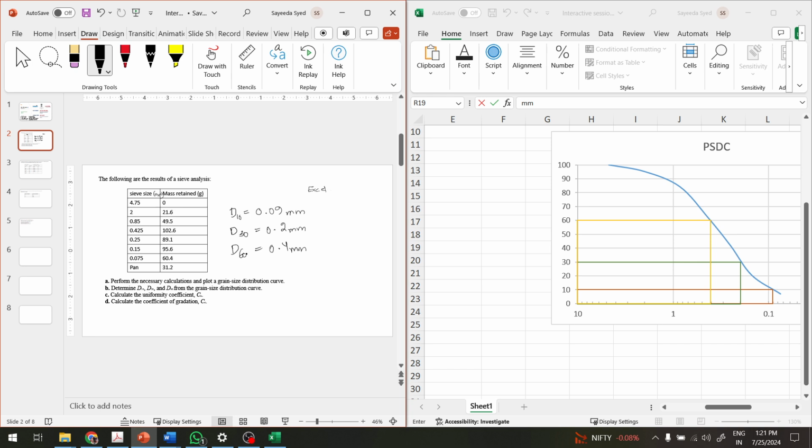So you know that CU is equivalent to D60 over D10, which will be 0.4 over 0.09, which is equivalent to approximately 4 point, let me check, 0.4 over 0.09, 4.44. This is CU.